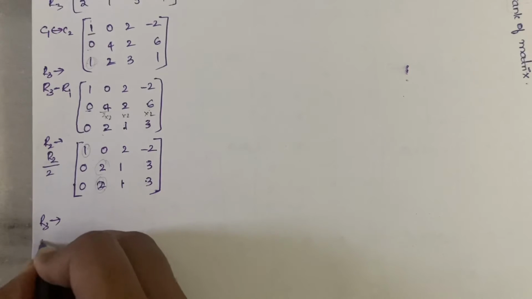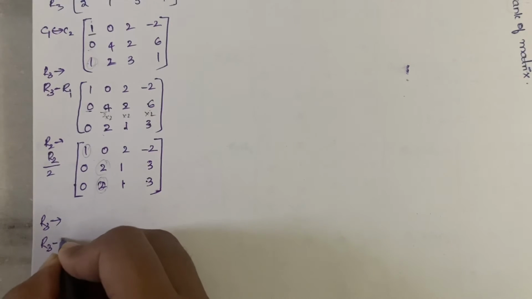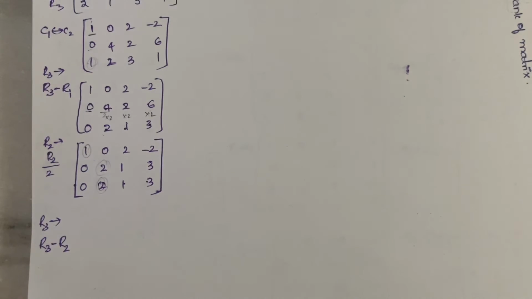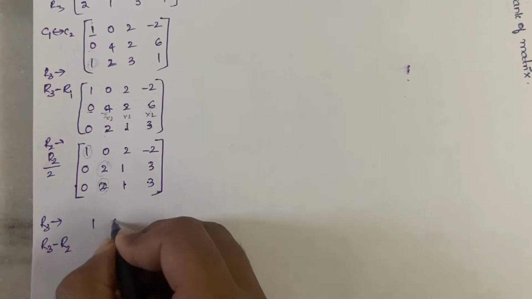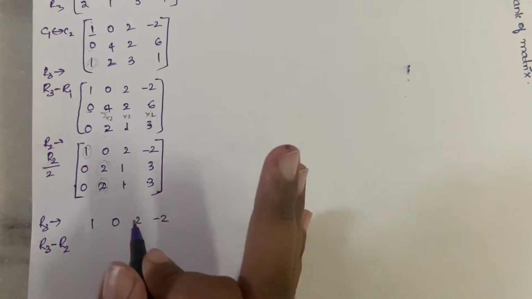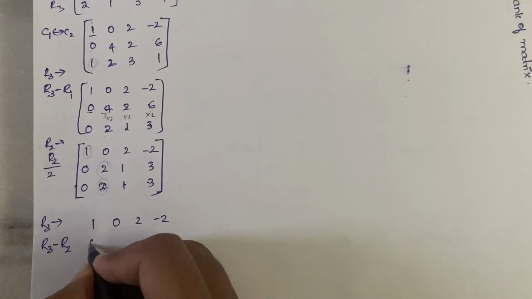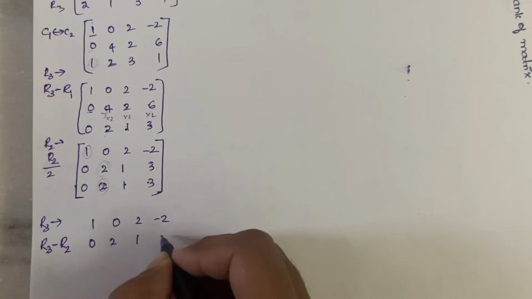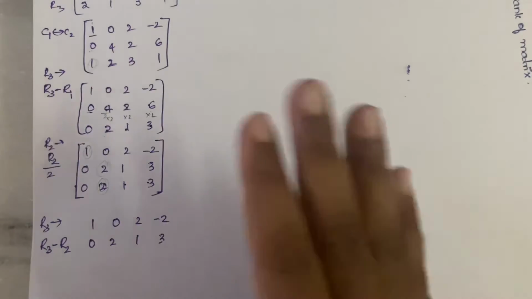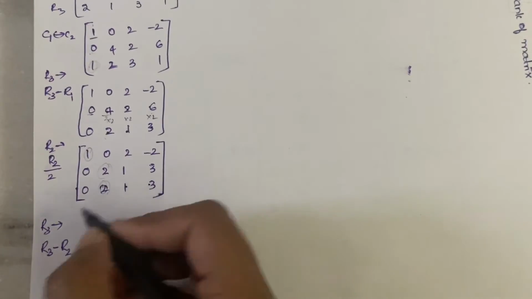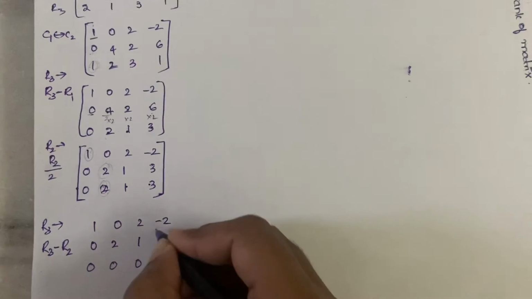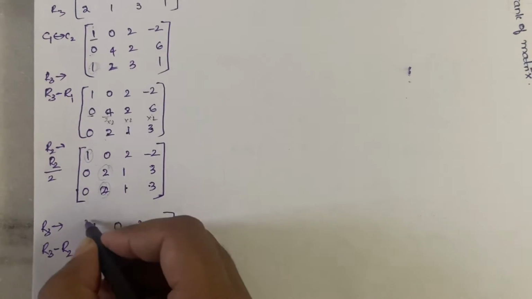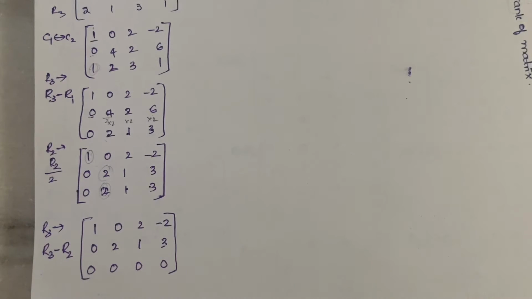So now what is the operation that we can apply? R3 tends to R3 minus R2, right? So if you do that, what you will get? 1, 0, 2, minus 2 as it is. Next, 0, 2, 1, 3 as it is, because you're not making any changes to R2 also. R3. So 0 minus 0 is 0, 2 minus 2 0, 1 minus 1 0, 3 minus 3 0. Done. So we got R3 as complete zeros.